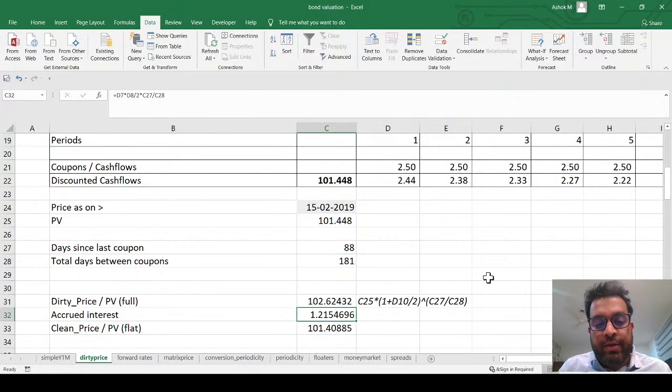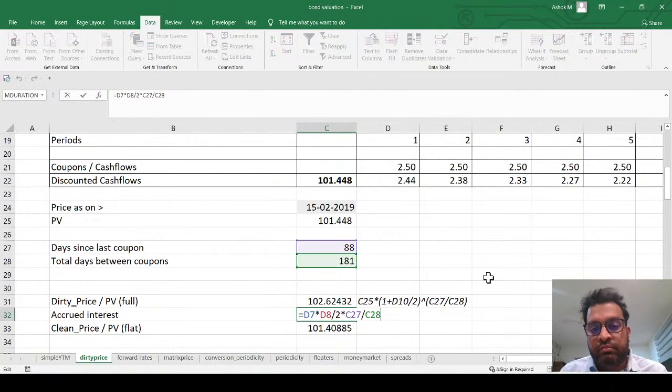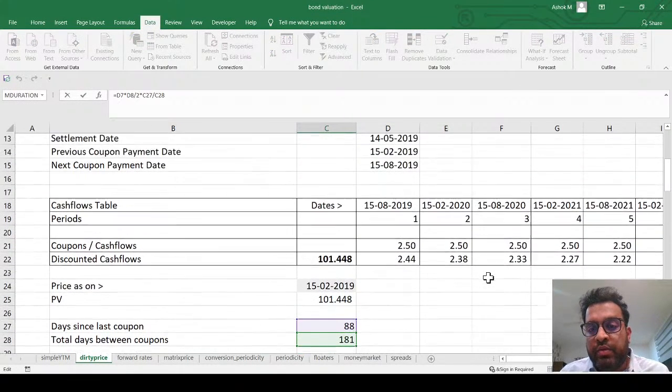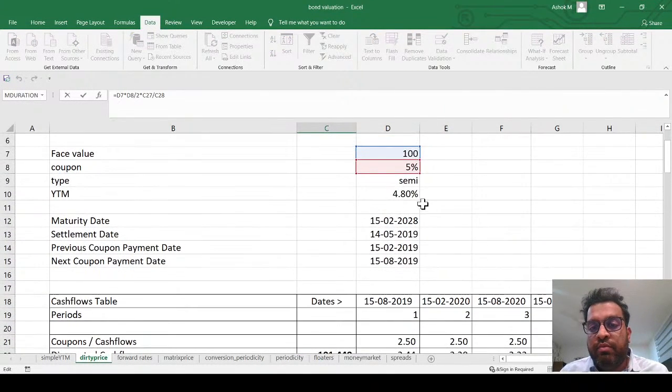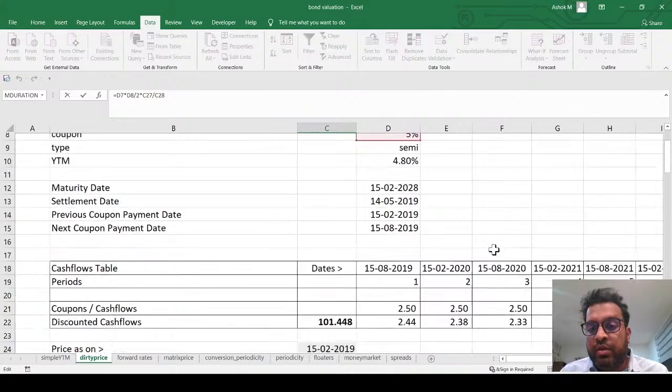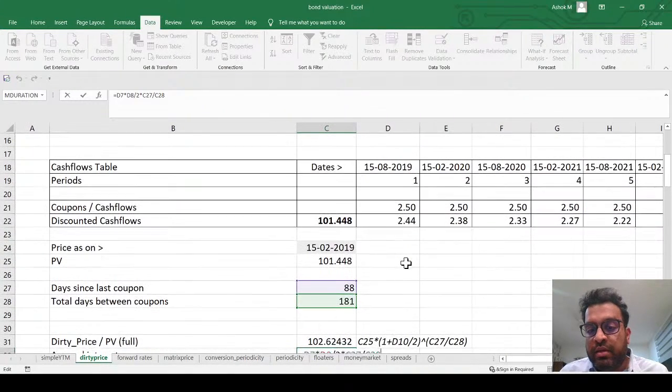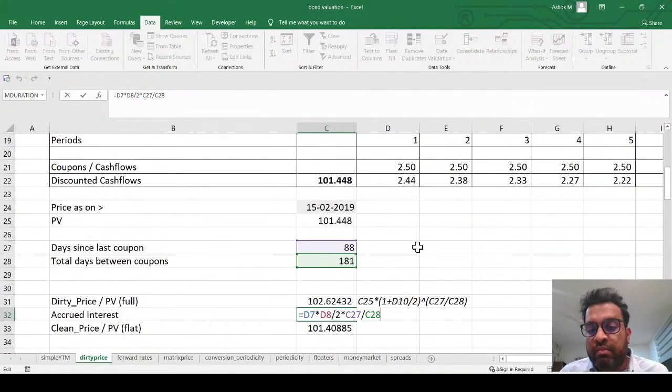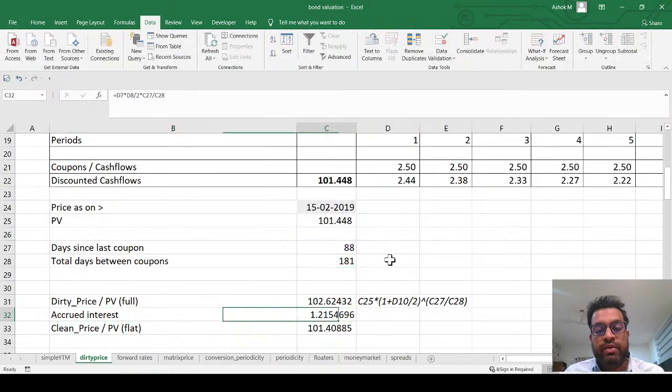You take your coupon divided by 2, that is 2.5. That is 2.5 multiplied by 88 by 181. A simple multiplication gives you the accrued interest. Okay, you have this figure now.